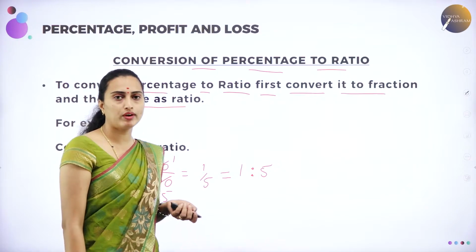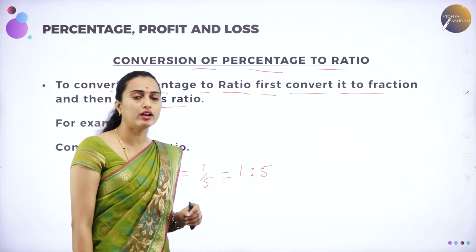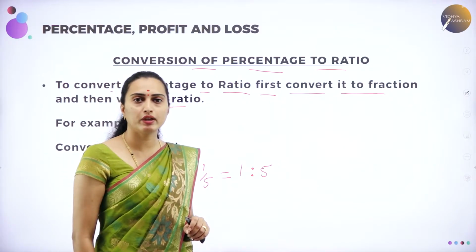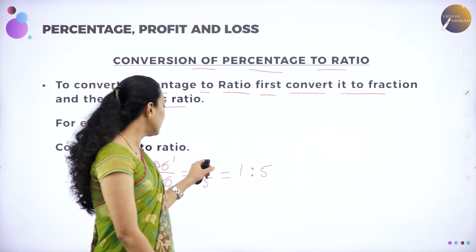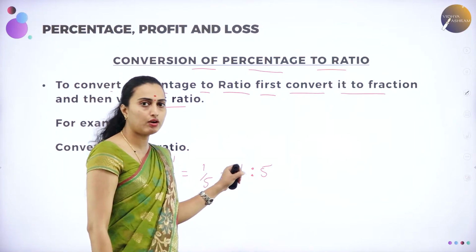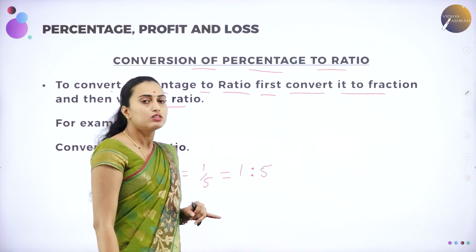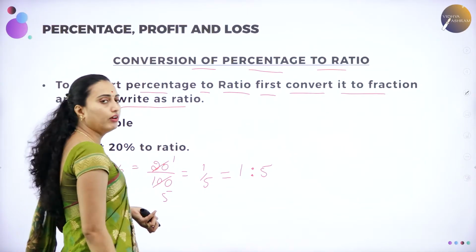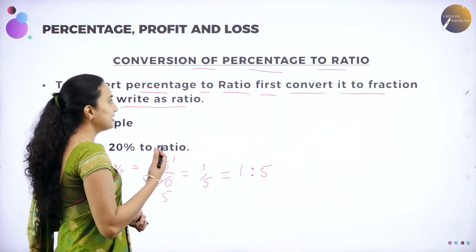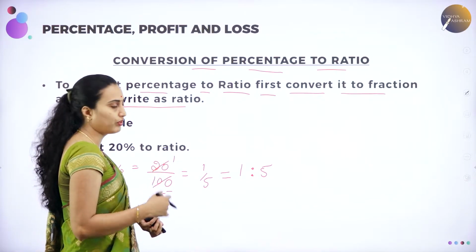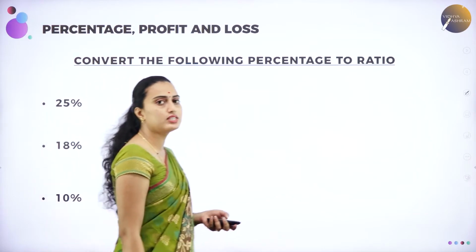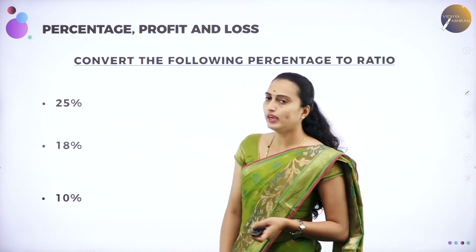1:5 is nothing but 1 by 5. Do not write 5:1, because 5:1 always becomes 5 by 1. Whatever is the numerator, you write it first, here 1:5, and the denominator as it is. Understood? So next, I think you know how to convert the given percentage to a ratio. Okay, we'll move on to solving some more problems here.